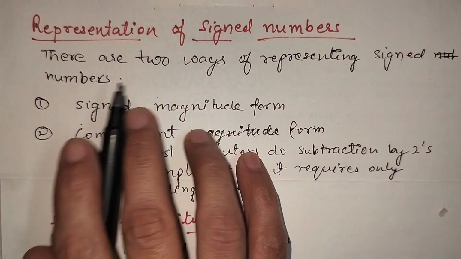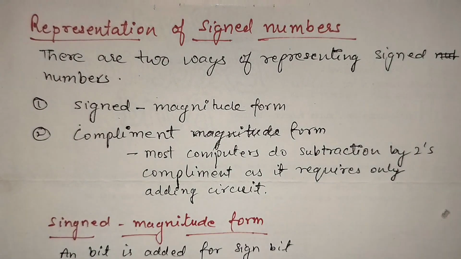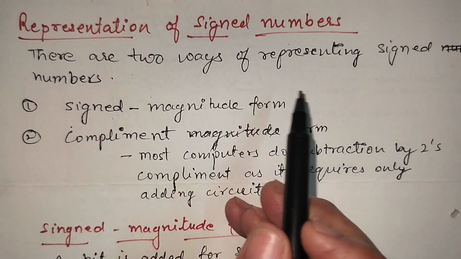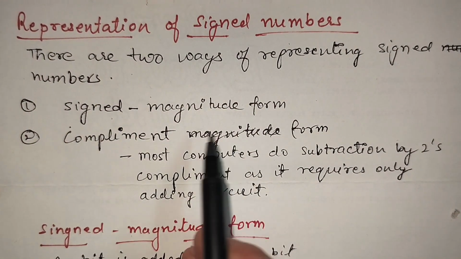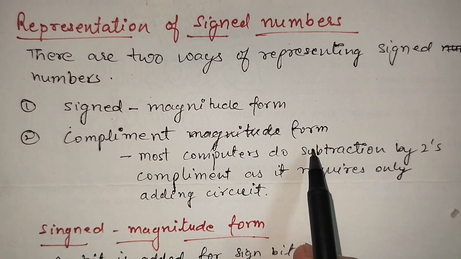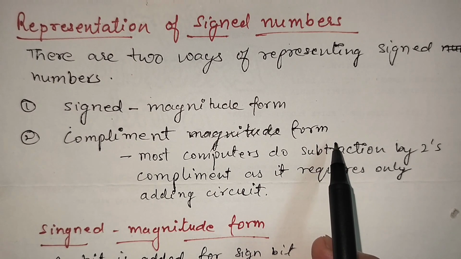We are covering here representation of signed numbers. There are two ways of representing signed numbers. First one is sign magnitude form and the second one is complement form, meaning 2's complement or 1's complement.